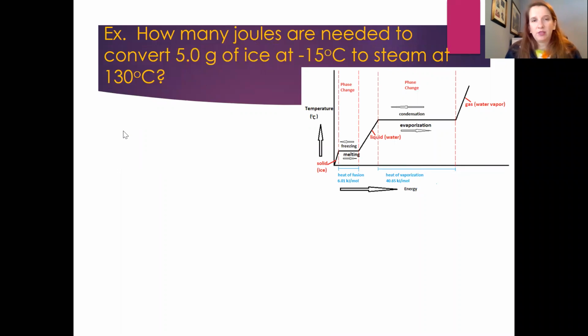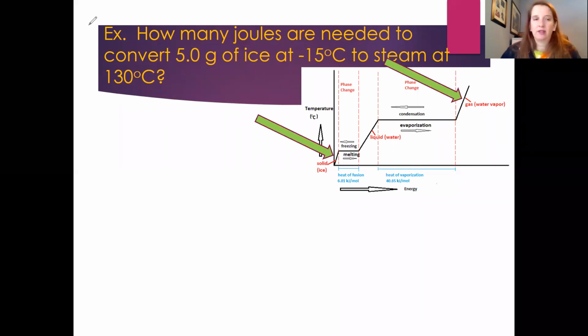So these problems, though, can get a little bit tricky. When you look at this, this question says, how many joules are needed to convert 5 grams of ice at negative 15 degrees to steam at 130 degrees? So we're going from here to here. As you can see, we have temperature change and we have phase change.